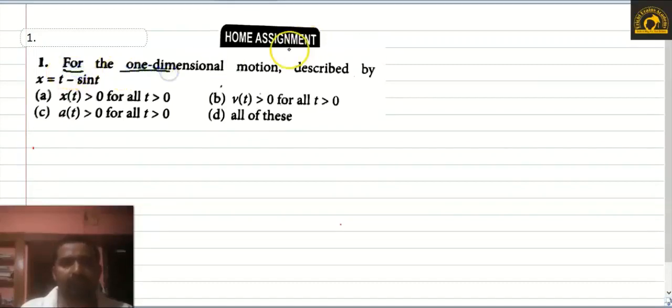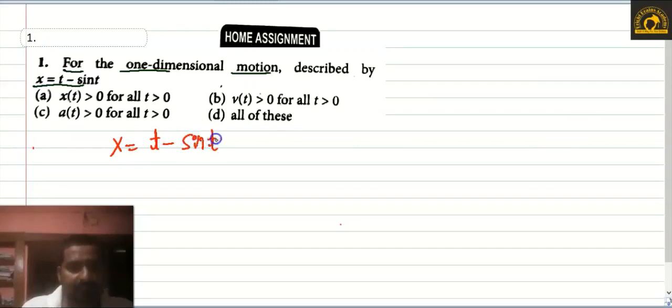For one-dimensional motion, describe x is equal to this much. There are four options given. First of all, we know that x is equal to t minus sine t. This is the given equation. Now, which is greater: velocity, displacement, or acceleration? Let's see which is greater when the condition is t greater than 0.